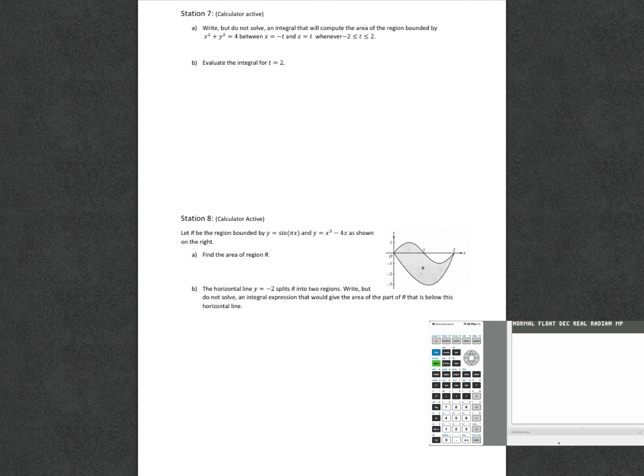This is something you just have to memorize. This is the graph of a circle, and the radius is 2. It will go from negative 2 to 2, and above to 2, below to negative 2.